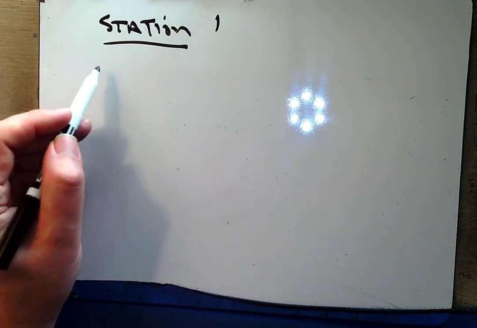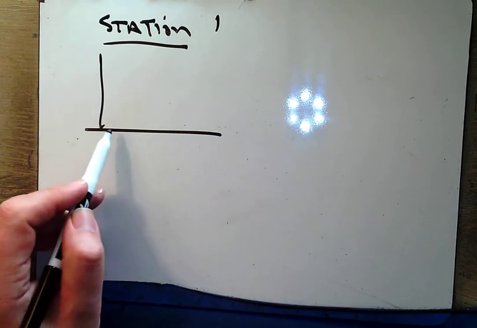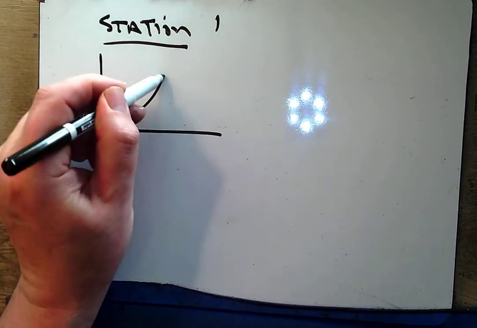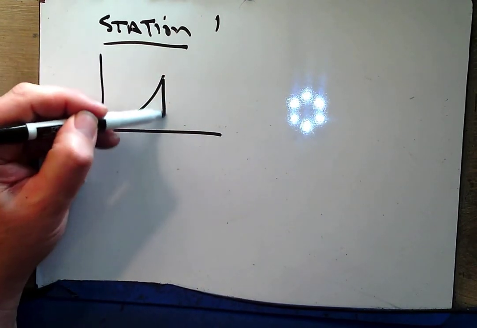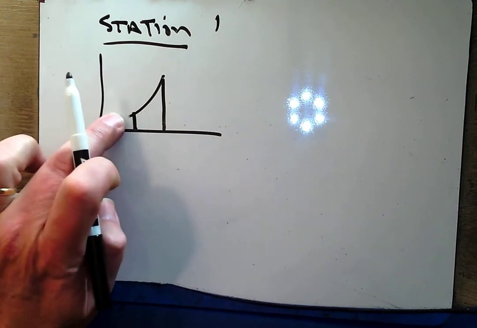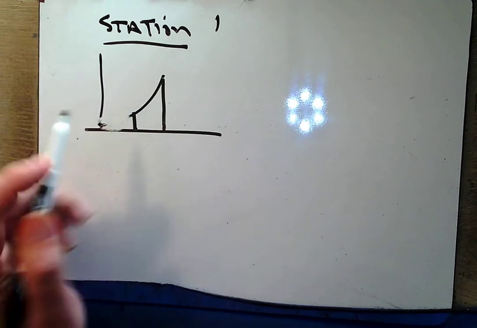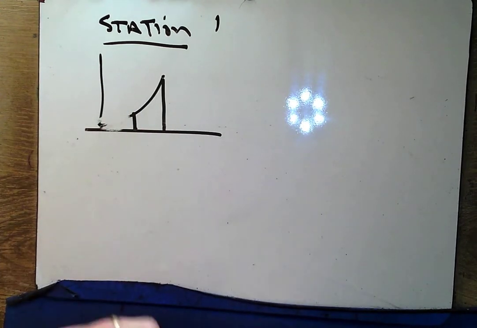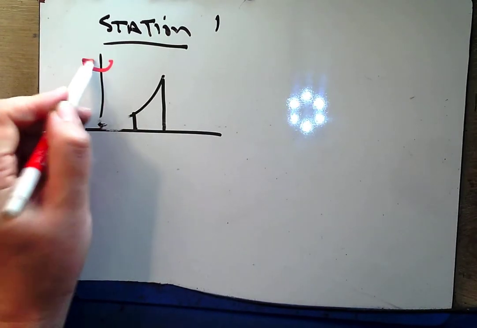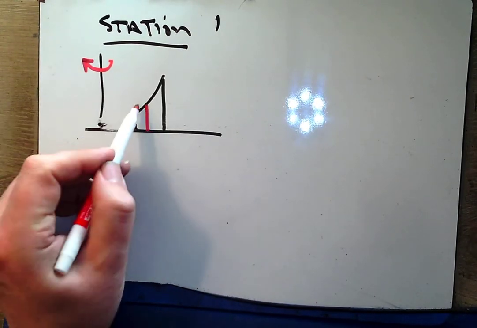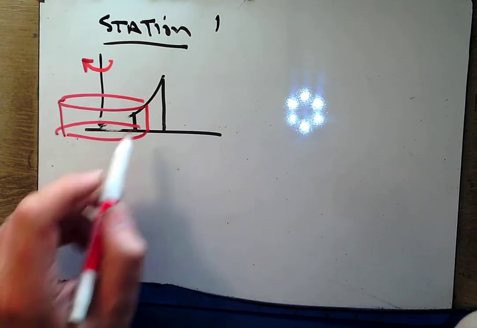Station 1. Find the volume of the region bounded by y equals 0, y equals x squared, on 1 to 2, around the y-axis with shells. Okay, so this is our region, and we're going to rotate this region around the y-axis, and we've been asked to use shells, so I'm going to draw something parallel to the axis of rotation.